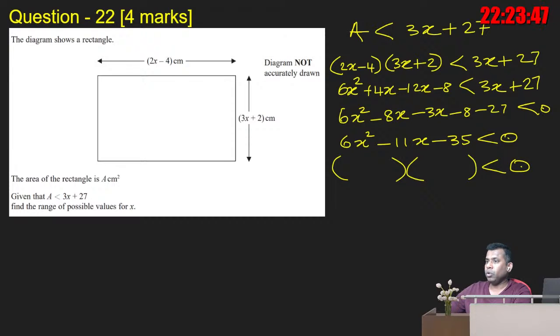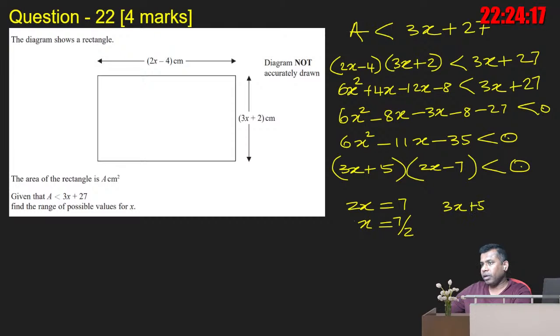So 7 over 2 and minus 5 over 3. What does that mean? The factors are 3x plus 5 and 2x minus 7. If you multiply, you will get that expression. So you can use the calculator answer and put the factorization properly. So 2x equals 7, x equals 7 over 2, and 3x plus 5 equals 0, so x equals minus 5 over 3.